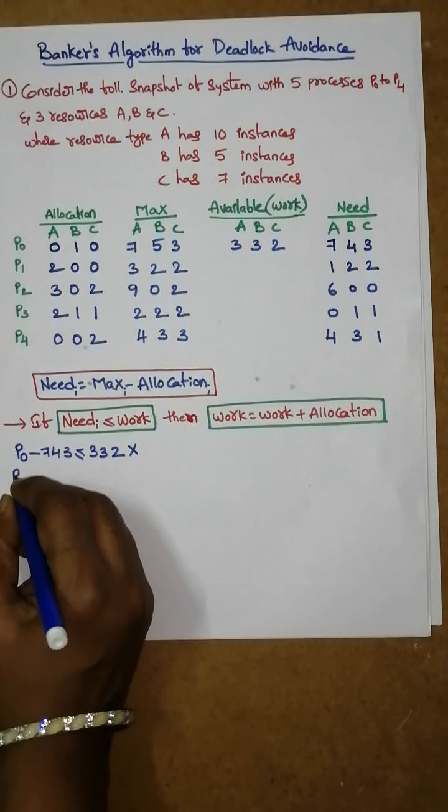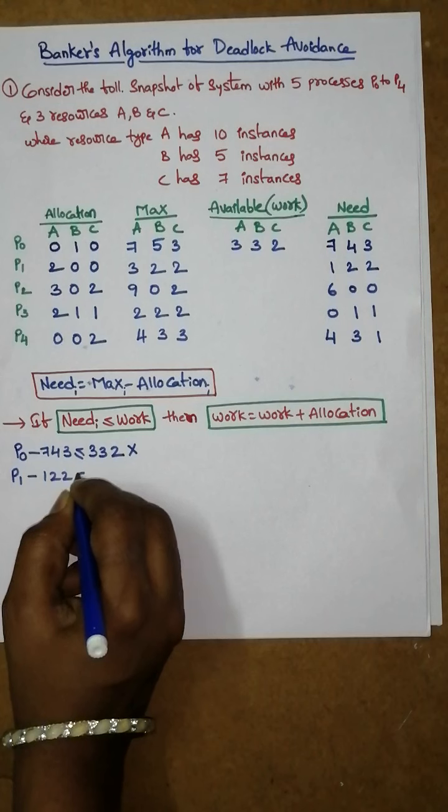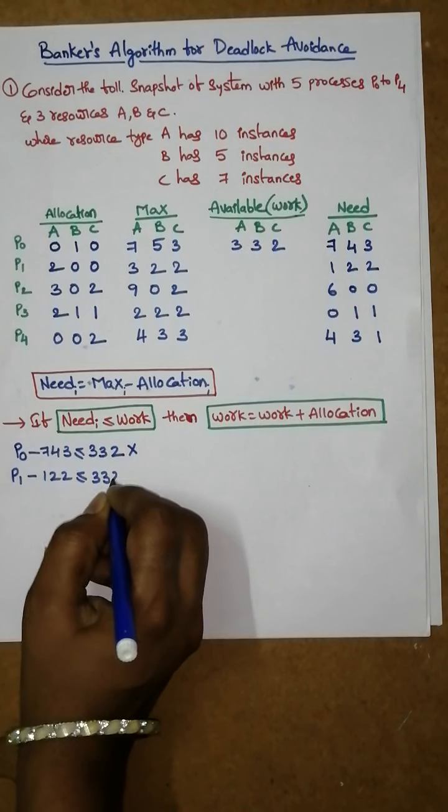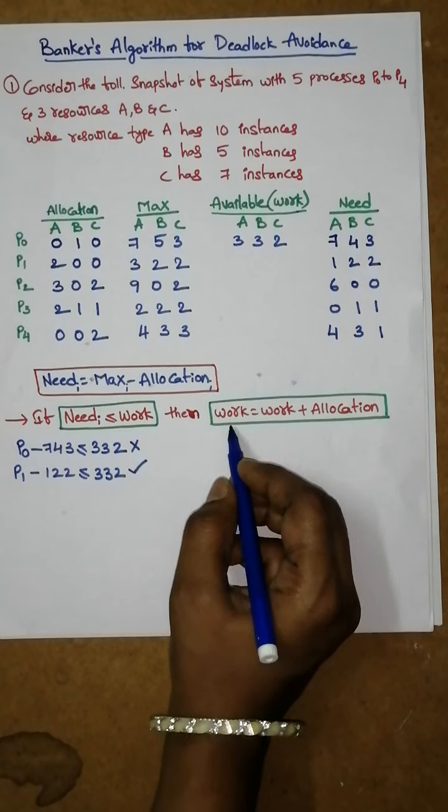Now let's go to the next one, P1. P1's need is how much? 1 2 2. 1 2 2 is less than or equal to 3 3 2. Yes, this is true. So if it is true, then what you have to do is update this value.